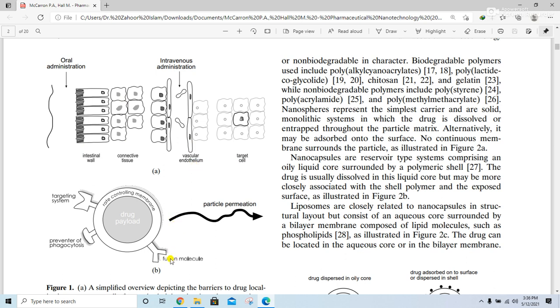You can see here in another sketch the particle permeation process. This is the rate controlling membrane. This is the drug payload, and this one is the rate controlling membrane. This is the targeting system. So here there is a preventer of phagocytosis, and here the fusion of molecules can take place.